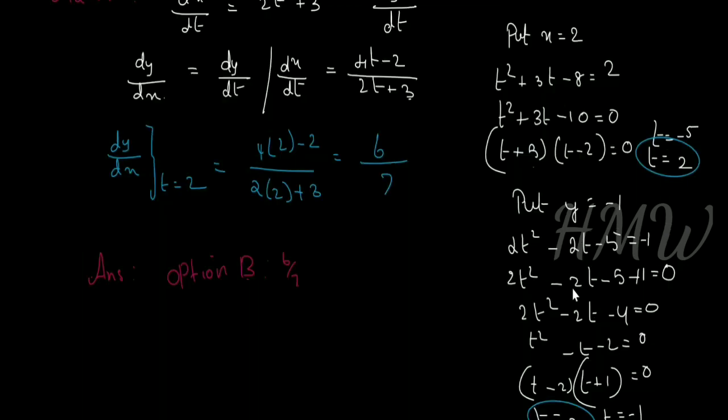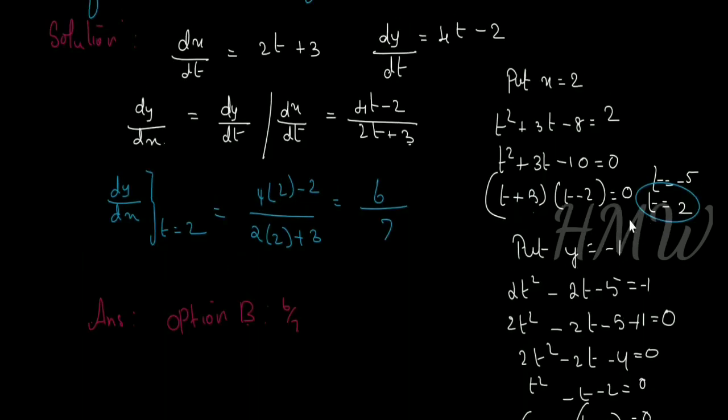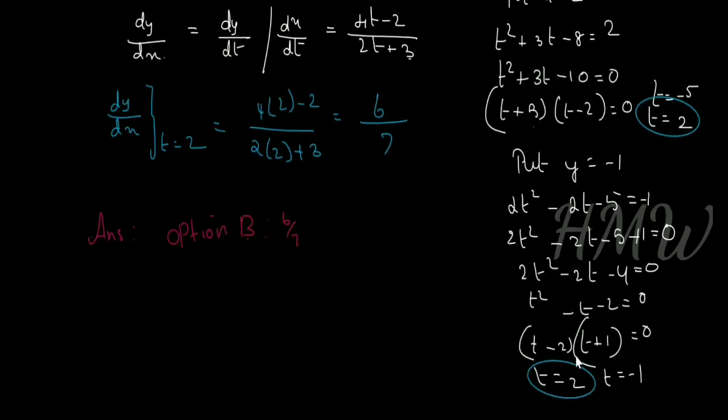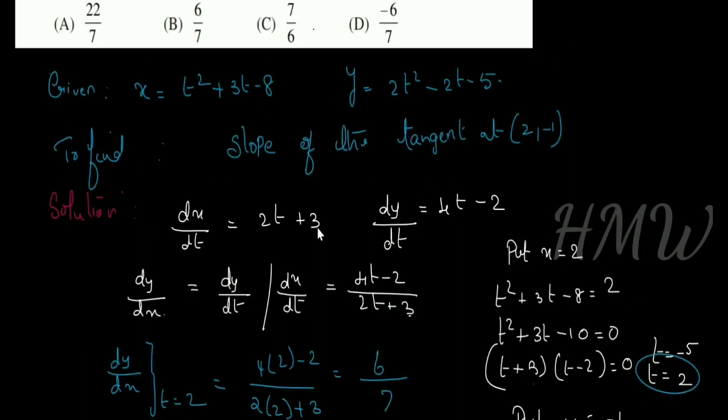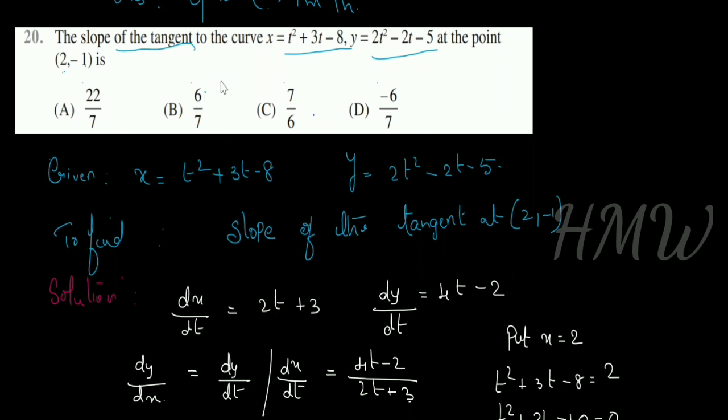So t is 2, we have to substitute here because t is 2 is common. So substitute t is 2 in this. 4 into 2 is 8 minus 2 is 6. 2 into 2 is 4 plus 3 is 7. Answer is 6 by 7, that is the option B.